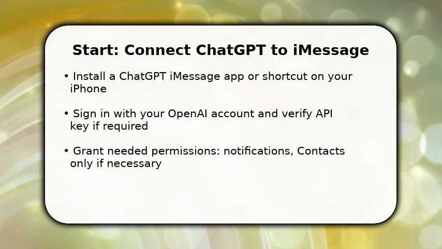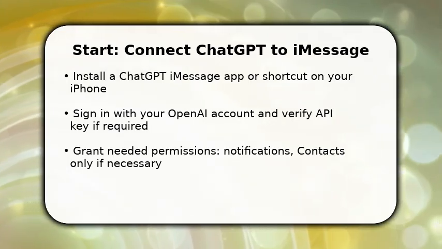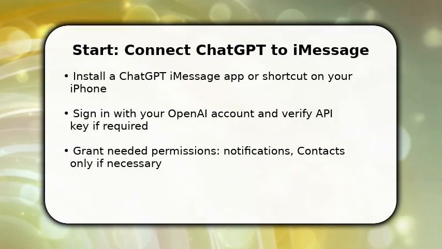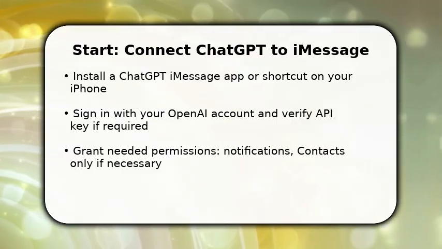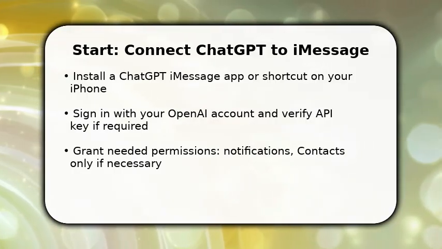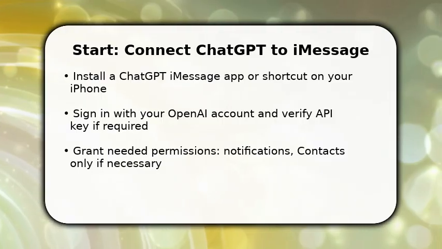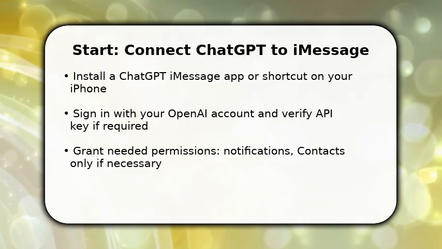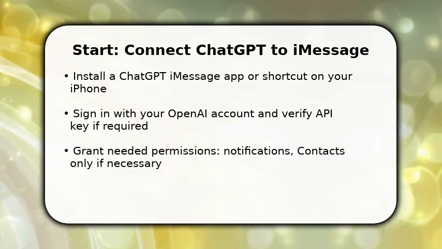You'll begin by installing the ChatGPT iMessage extension or configuring a shortcut that calls the API. Sign in to your OpenAI account and paste the API key where prompted. This authenticates requests. Once done, allow the extension permissions it asks for, like notifications. Do not enable contacts unless you need name autofill.